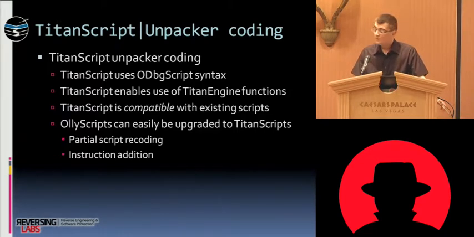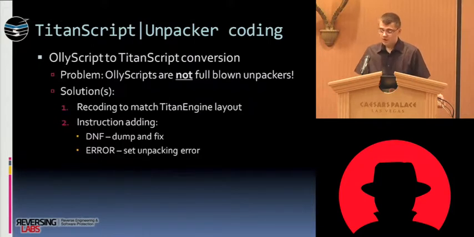Now, all these scripts that are existing in the wild, as I said, there are 700 or 800 different scripts we know about. You can easily reuse them, but you can either recode them or add some instructions to them to make them a valid automated unpacker, because all these scripts are not full-blown unpackers. They will only fix the file and get you to the entry point. At that particular time, you have to dump the memory yourself and fix the import table with additional tools. Now, the Titan script enables you to create automated unpackers, so those scripts are full-blown unpackers.